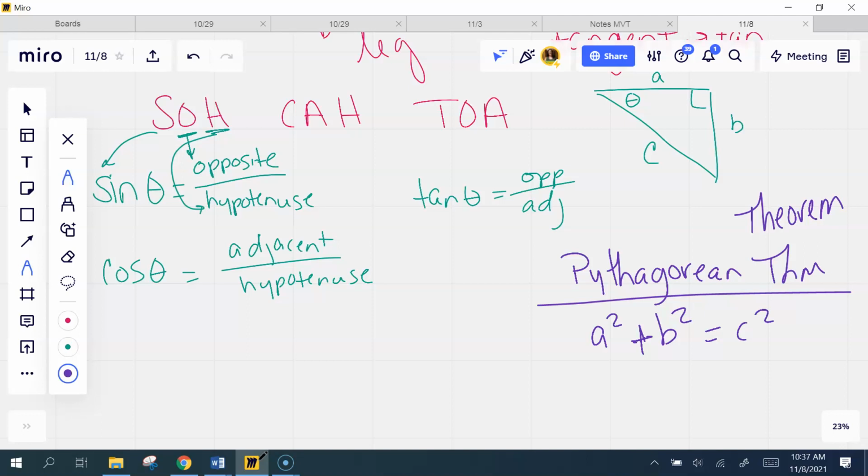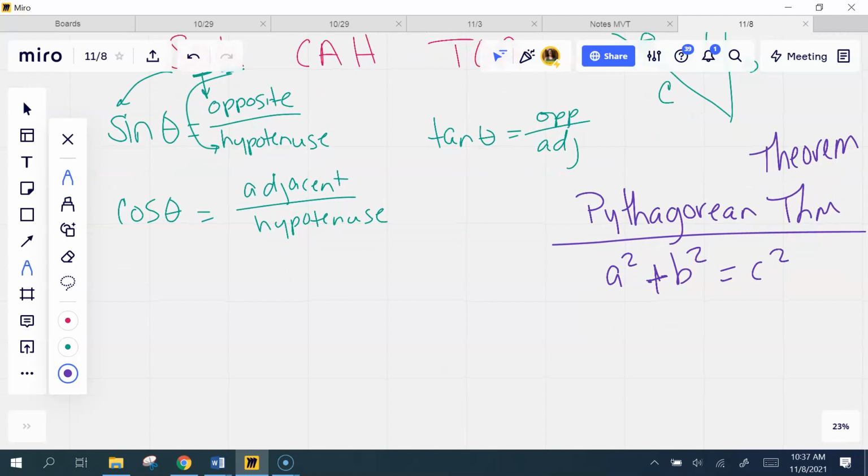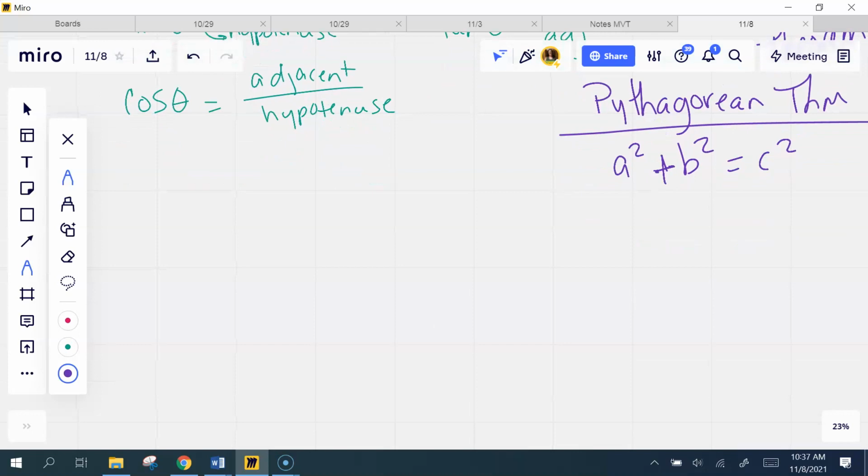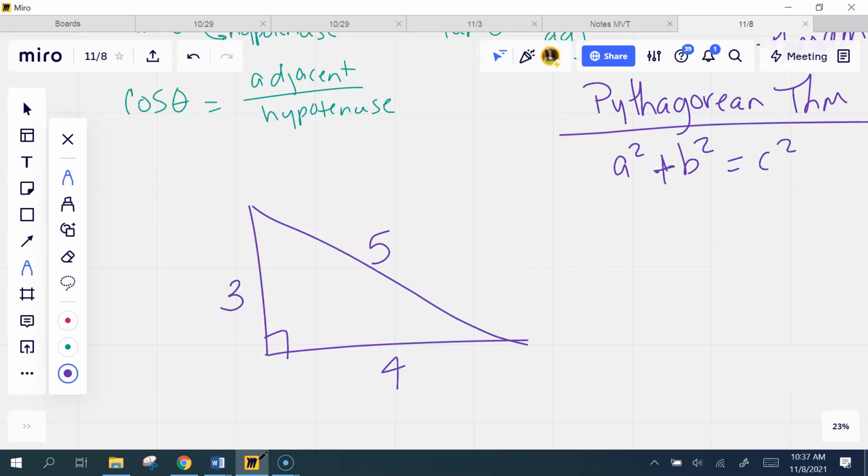Now, for right now, we're going to be using our calculators to evaluate the sine, the cosine, and the tangent. But let's do a couple of examples. Find the three trig functions of theta. Look where theta is and tell me what each one equals right now, and then we'll talk about the other.